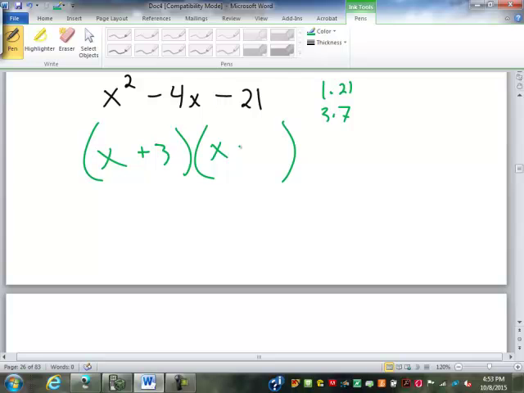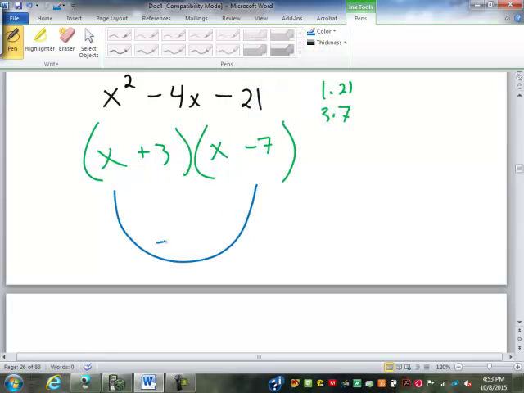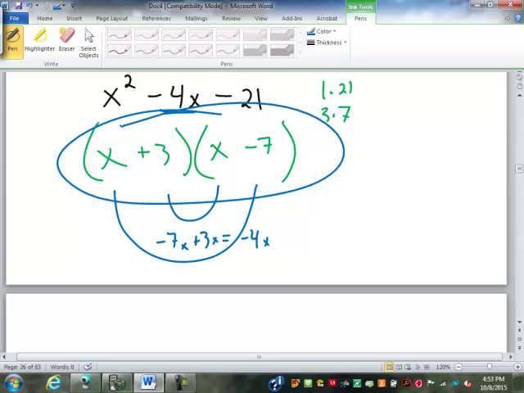Positive 3, negative 7. So when we check, x and negative 7 make negative 7x. 3 times x, positive 3x, adds up to negative 4x, which is what we want. So x squared minus 4x minus 21 is equal to x plus 3 times x minus 7.